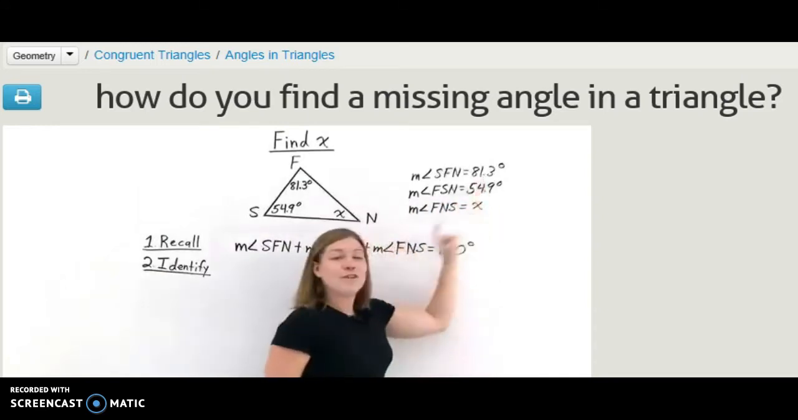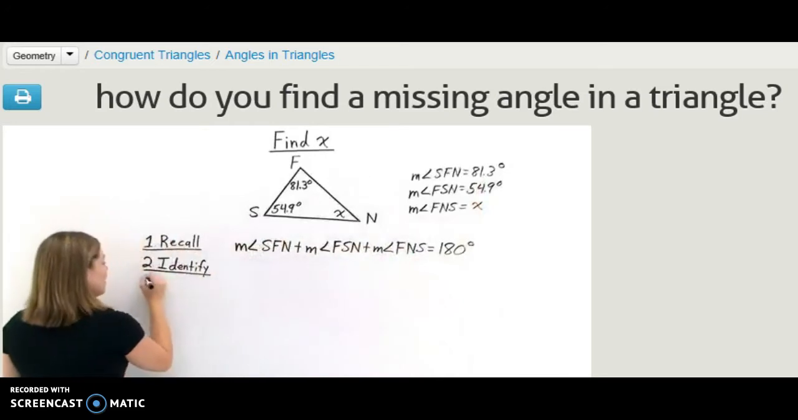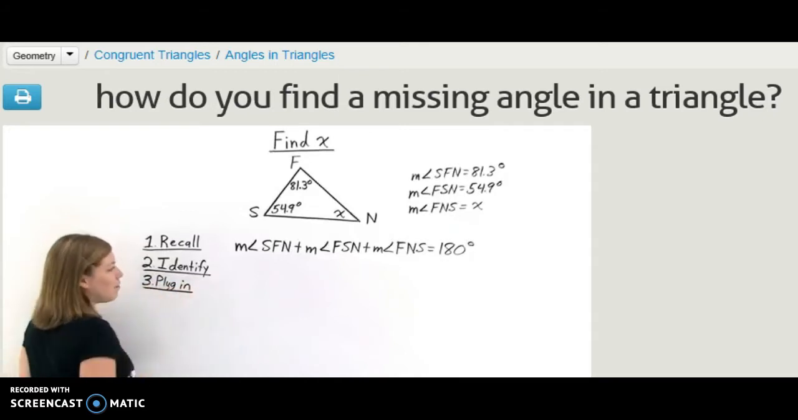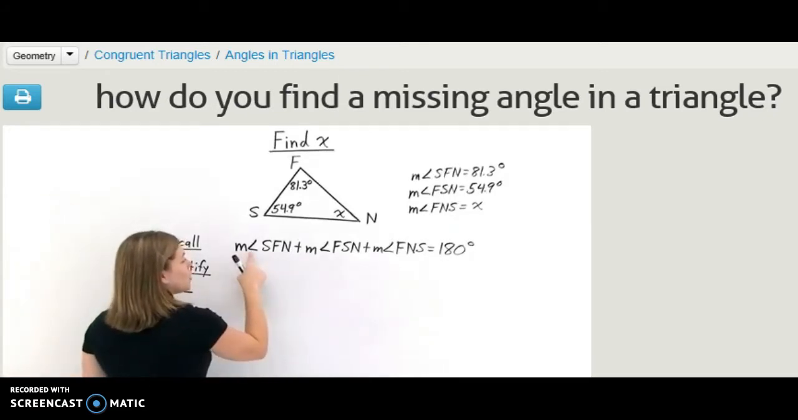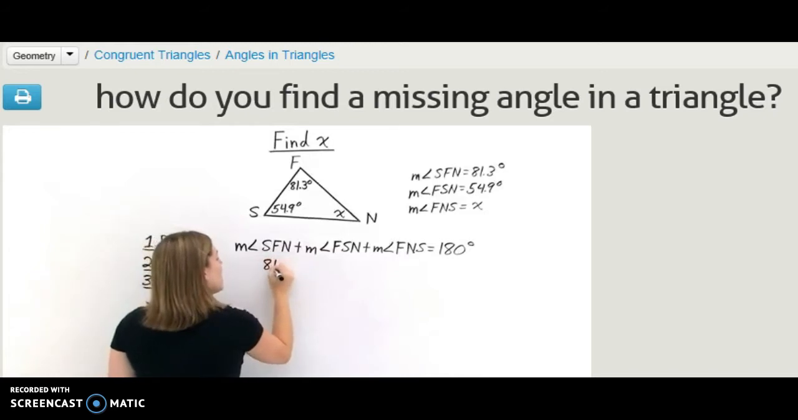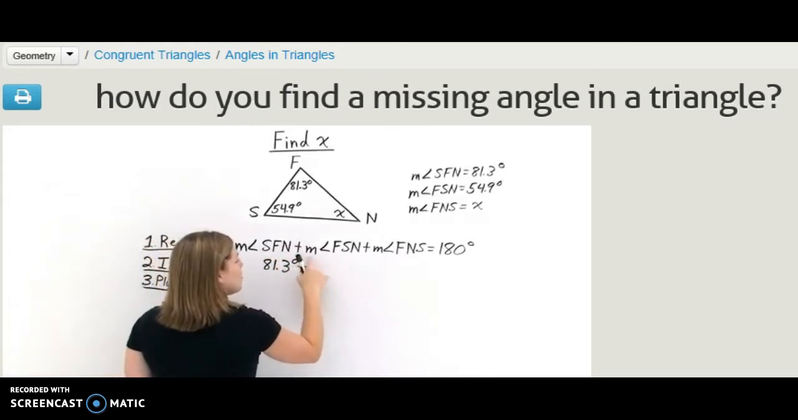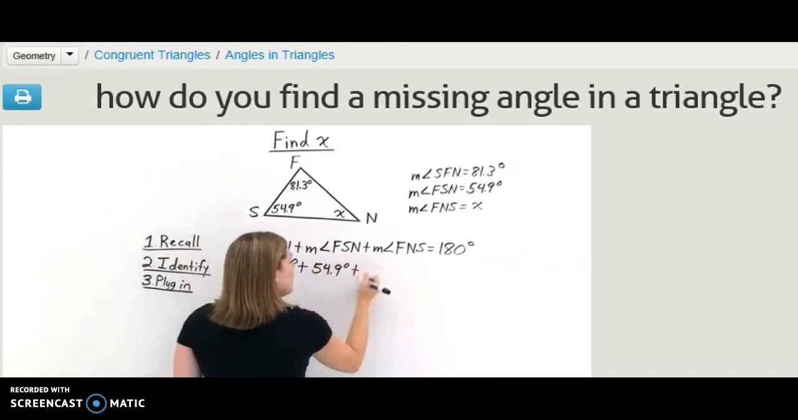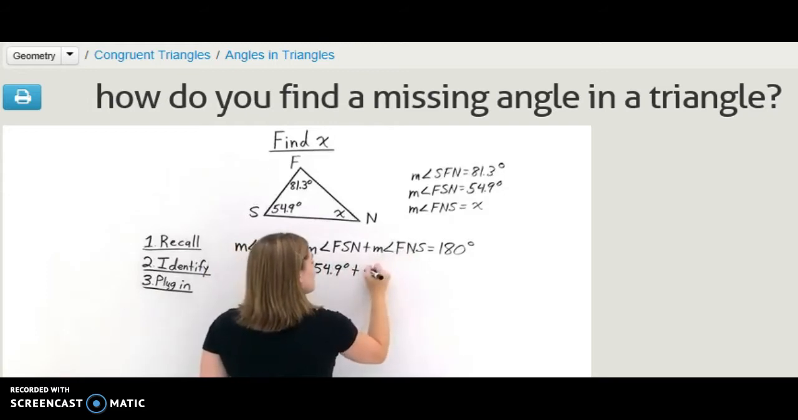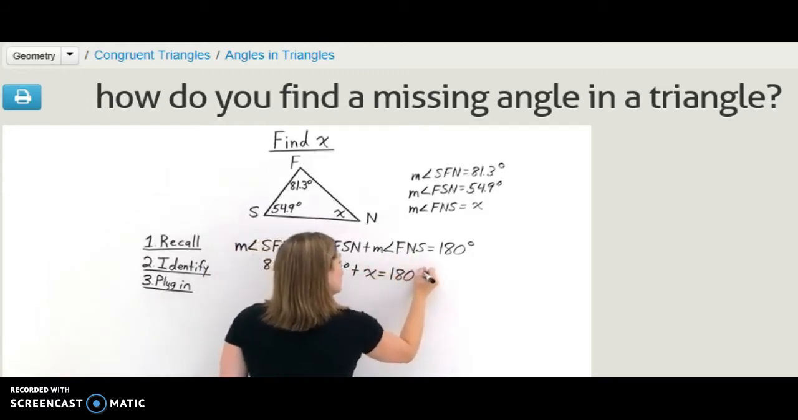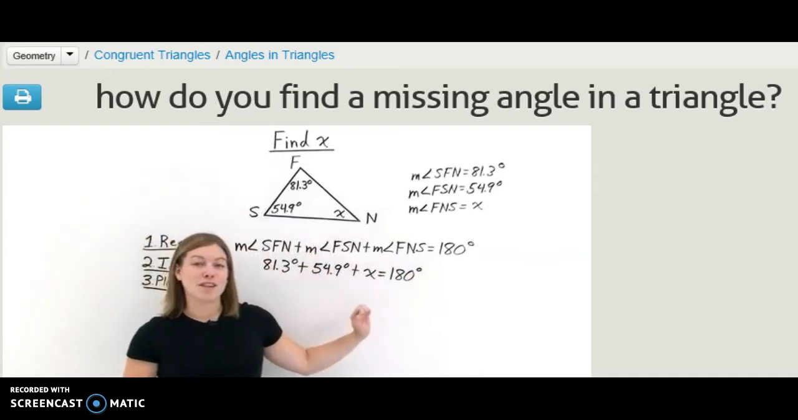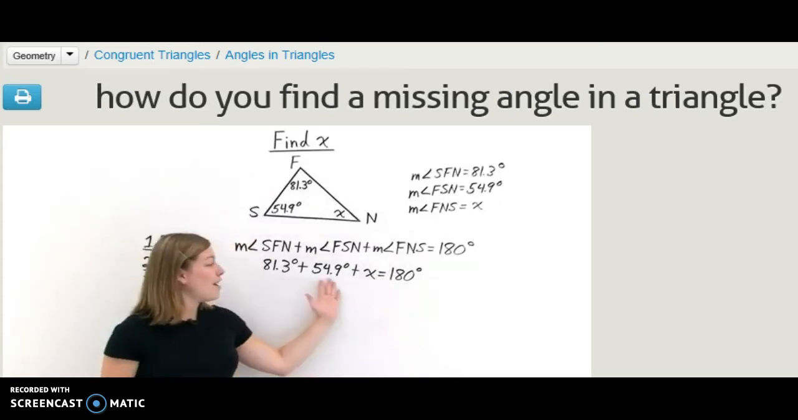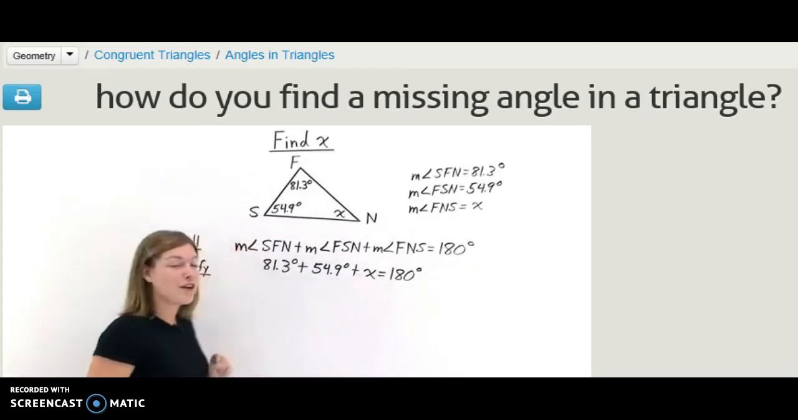So now that we have these different values for each of our angles, let's take those measurements and plug them in to the equation we got from using that triangle sum theorem. So here we have the measure of angle SFN is 81.3 degrees. The measure of angle FSN is 54.9 degrees. And the measurement of angle FNS is x. According to the triangle sum theorem, we add those three angle measurements together and we get 180 degrees. Now look, we've created an equation that we can use to solve for x.